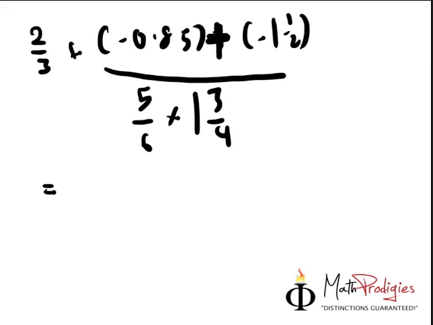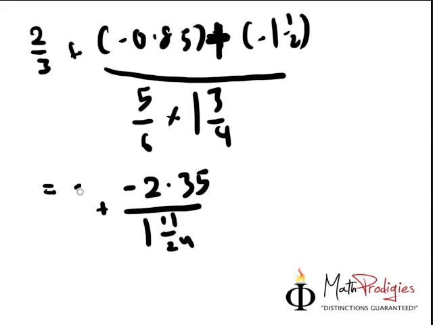So negative 0.85. Negative plus a negative means it's a negative. In other words, negative 0.85 minus 1.5. So you will get negative 2.35 here. And below, what you will get is 5 over 6 times 1 3/4, which will give you the answer of 35 over 24, which is actually 1.4583. So 1 11/24 plus 2/3.